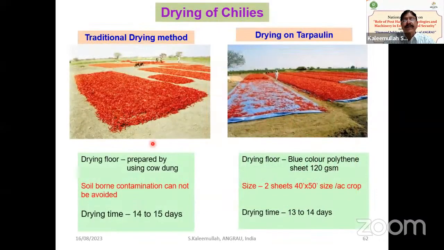And the other method is drying, especially in the case of chilies. Our farmers will be drying it on the hard surface. If at all you are using a small tarpaulin, the main advantage is that it will dry at least 1 or 2 days in advance. And in the case of the traditional method, there is every chance that soil-borne contamination may take place, but here the soil-borne contamination will not take place, and the drying time will also be reduced.